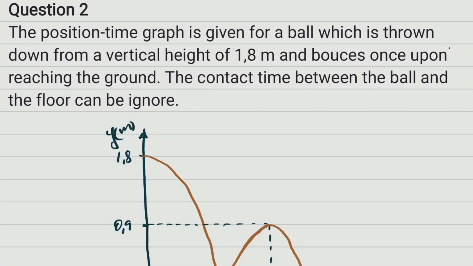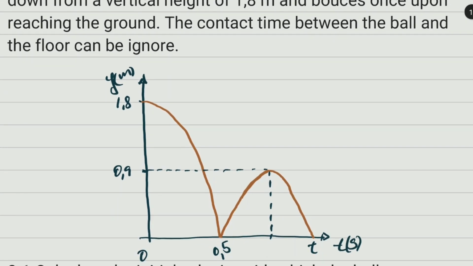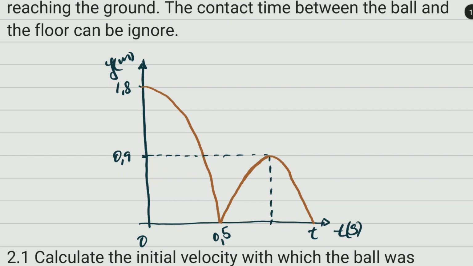Well, guys, this is question 2. Now in question 2, they say the position time graph is given for a ball which is thrown down from a vertical height of 1.8 meters and bounces once upon reaching the ground. The contact time between the ball and the floor can be ignored. And here is the picture, the graph of the object.